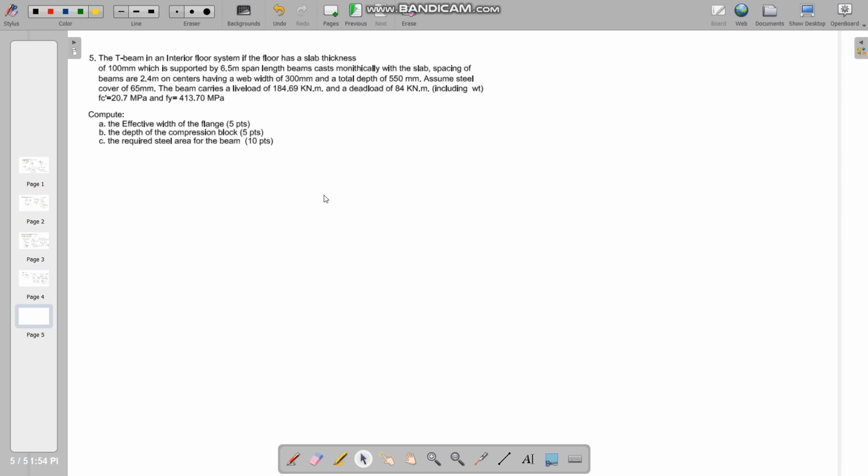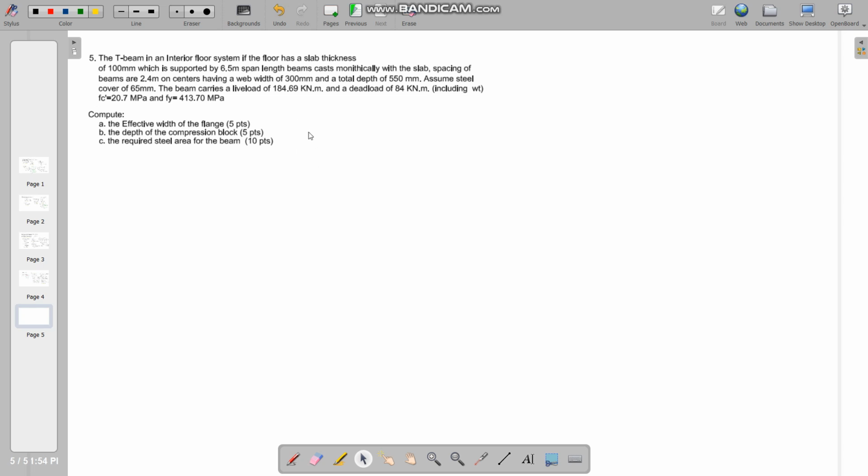Okay, for this next problem, we have here a T-beam. So all of the parameters or dimensions are given, like the thickness, and then the span of the beam, and then the slab spacing 2.4 on centers. So the width of the web is 300 millimeters and a total depth of 550 millimeters. So assuming a steel covering of 65 millimeters.